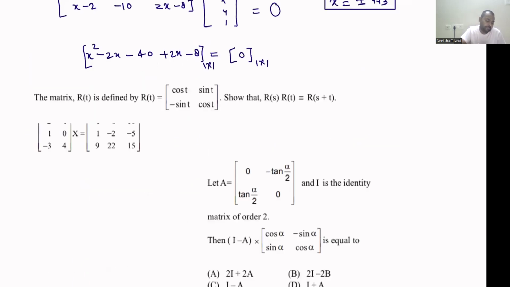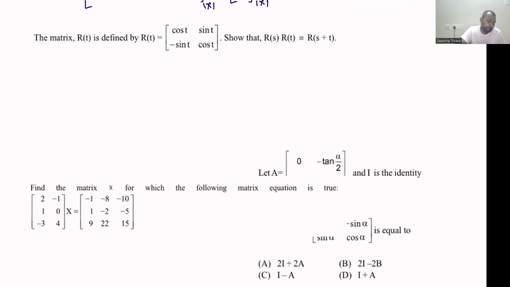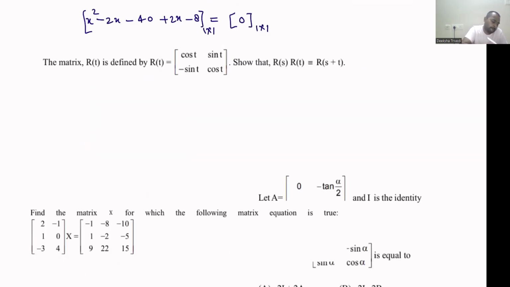Similarly, in the second question, we need to show whether this is correct or not. So let me write what R(S) and R(T) are. R(S) is the matrix cos S, sin S, minus sin S, cos S. And R(T) is cos T, sin T, minus sin T, cos T.